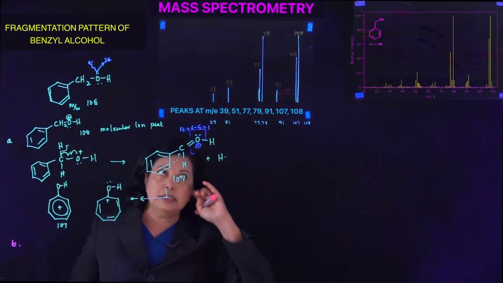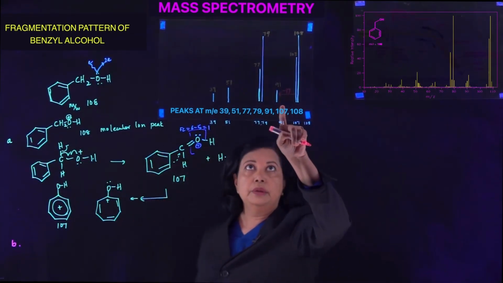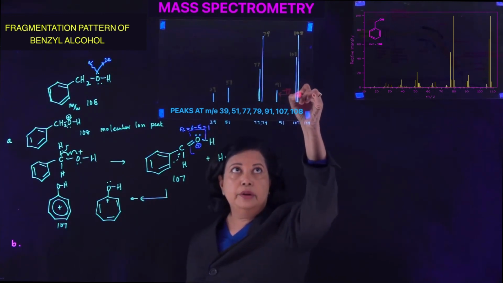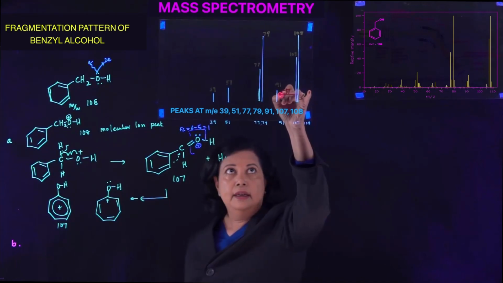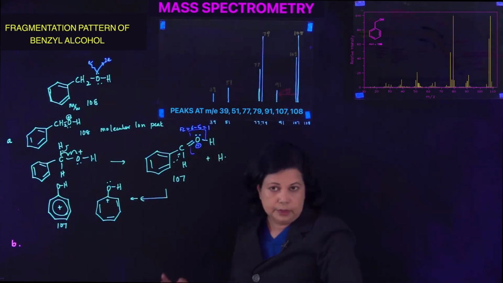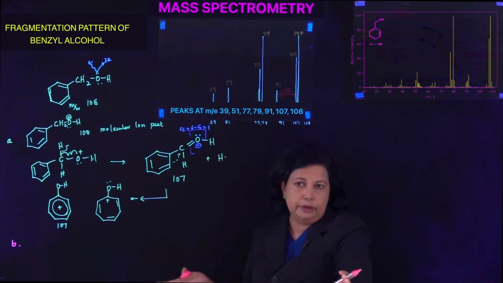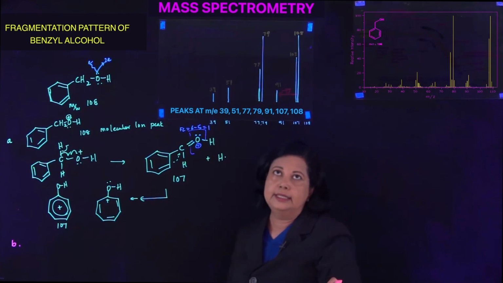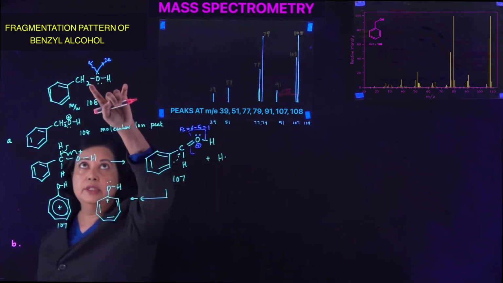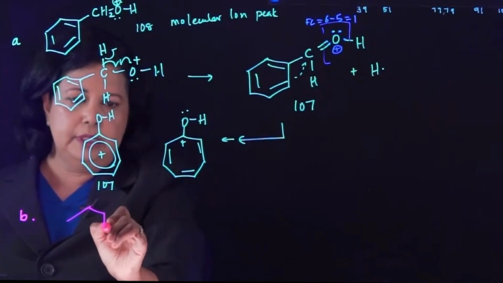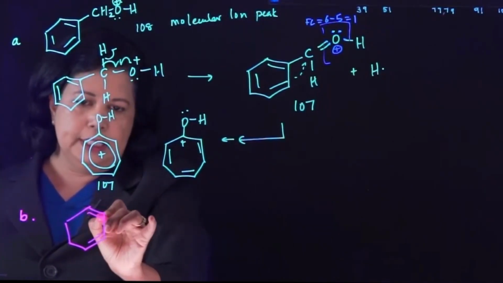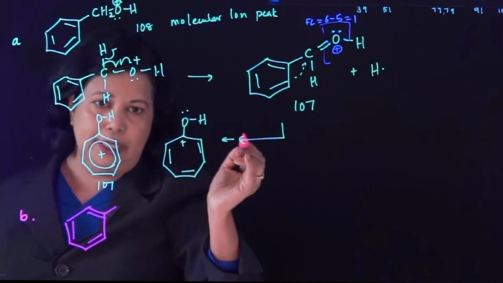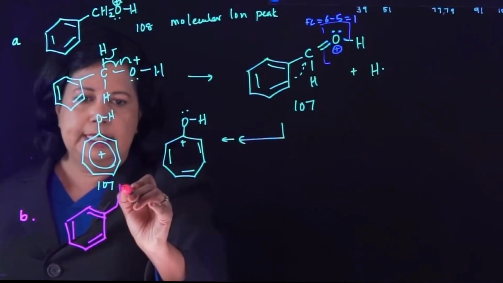Let's look at another possibility. 108 going to 91, that's 17 missing from here, and that 17 is, if you think about it, water is 18. So what do you think a 17 is? Just one proton short of water. So that's a hydroxyl, and you can see how this hydroxyl can get out. You see this all the time in mass specs, this 91 peak, when you have benzene compounds with alkyl side chains.